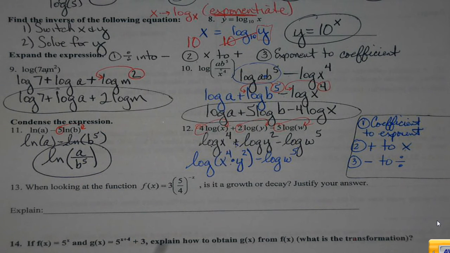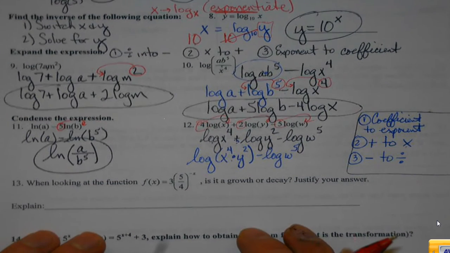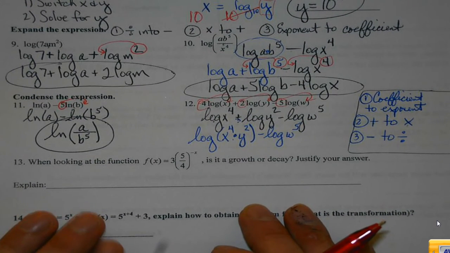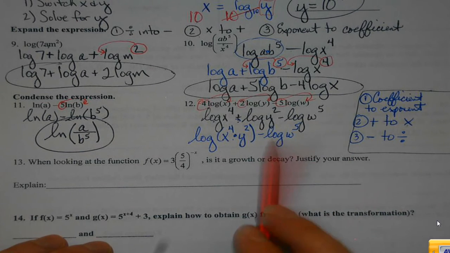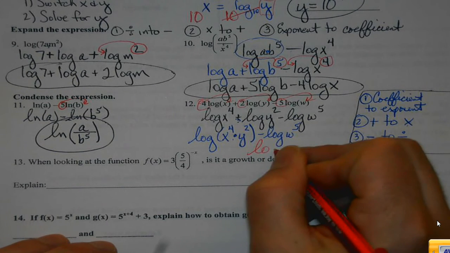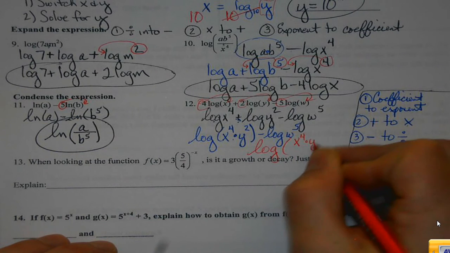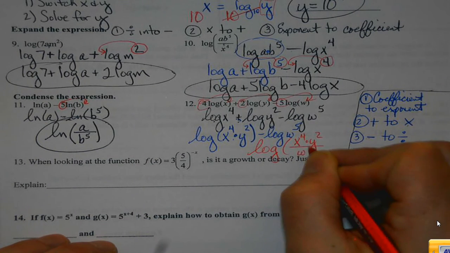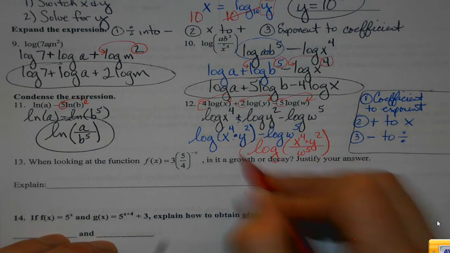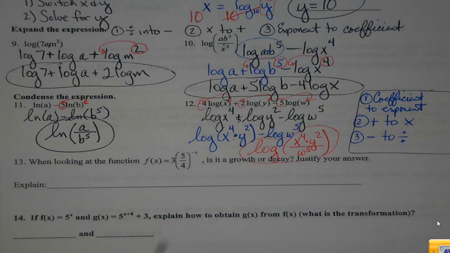And again, I'm a proponent of doing it one step at a time. You can try to do multiple steps, but a lot of times that just gets people confused and messed up. And then finally, minus becomes divide. And we're going to get to one logarithm. So I take my x to the 4th times y squared, put it over my w to the 5th, and I'm done.